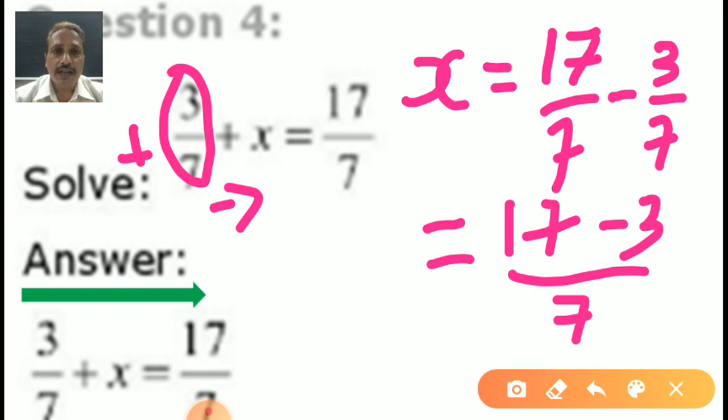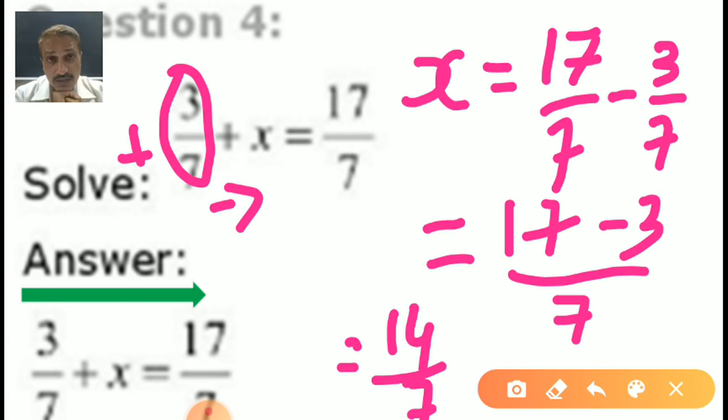Yes, 17 minus 3. Yes, you are very fast. Your answer is right: 14. And what is the denominator? 7. The denominator is 7. Yes, my dear students, 7 is there. Now, is there any relation between numerator and denominator? Oh, some students are still confused. What is numerator and what is denominator? Students, clear your mind. The top number is the numerator and the bottom number is the denominator. See, 2 numbers are there: 14 is the numerator and 7 is the denominator.